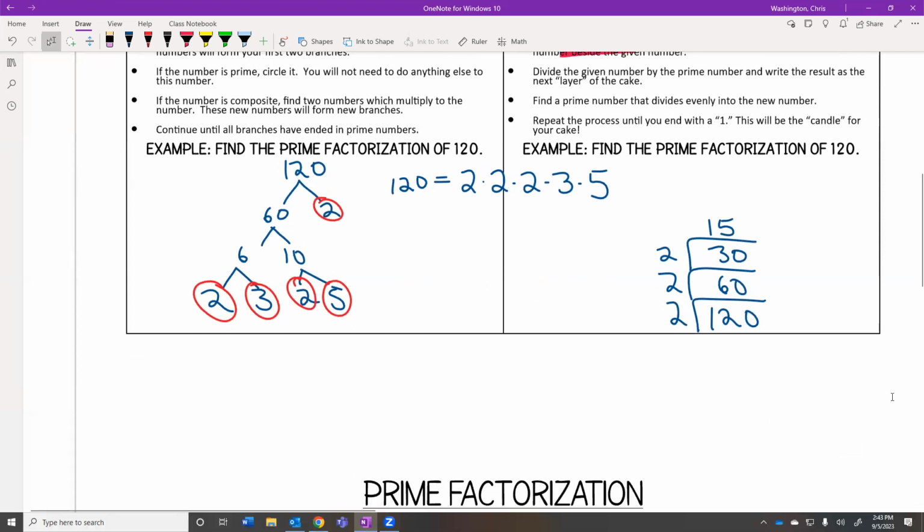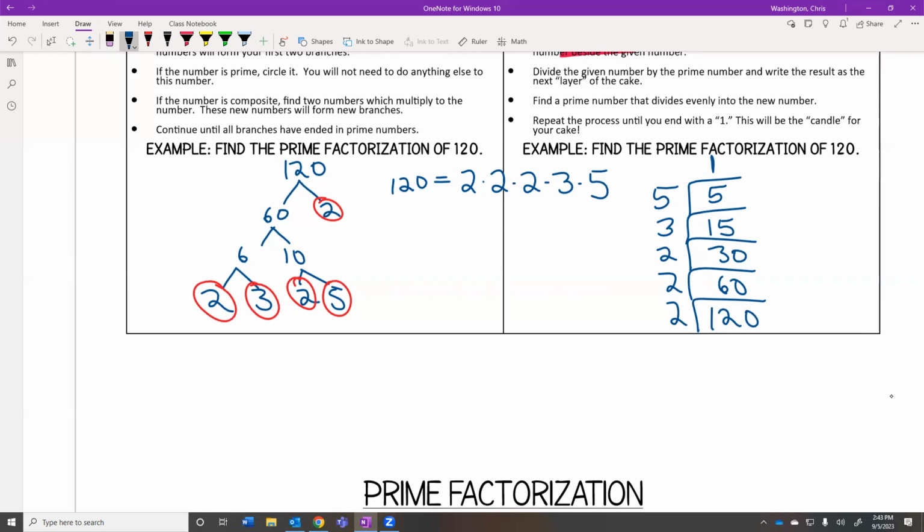So then 15 times 2 times 2 times 2 would equal 120, but 15 is not a prime number, so we've got to keep going. 15, what can we divide 15 by? But it has to be a prime number if we're using this method. 3, and 3 times 5. And then 5 is a prime number, but the birthday cake is not finished until we have a candle on top. So our candle is going to be the 1 on top. So we would divide by 5 as well, ending up with the 1 on top.